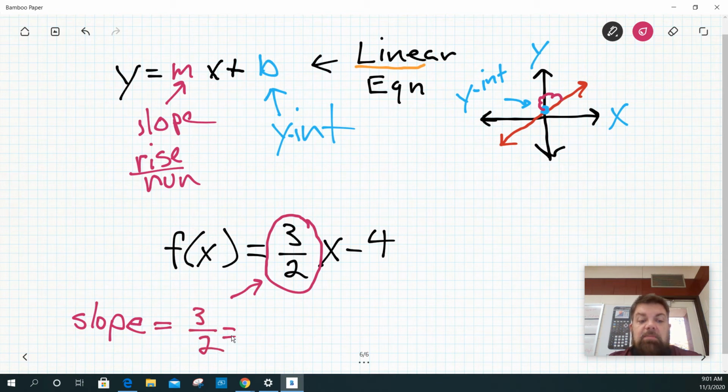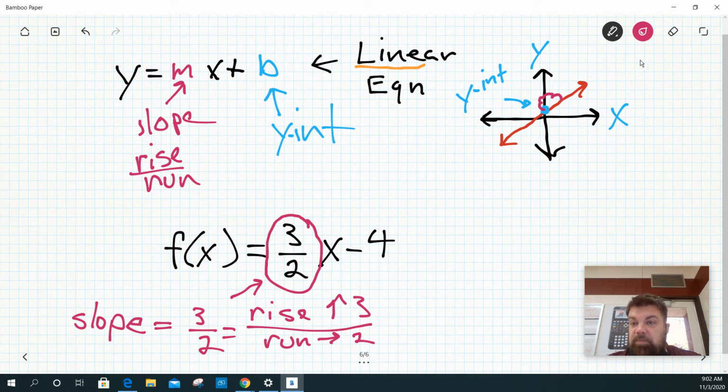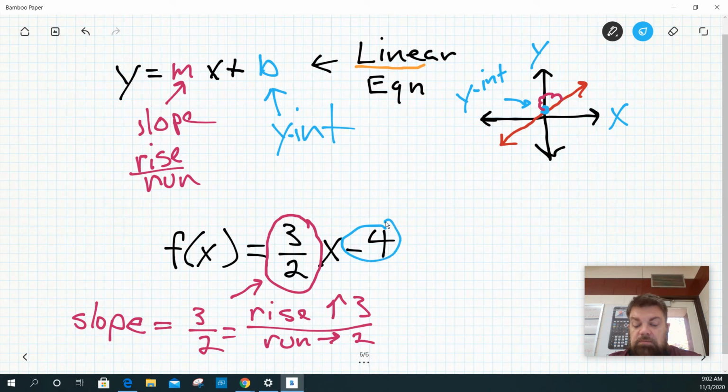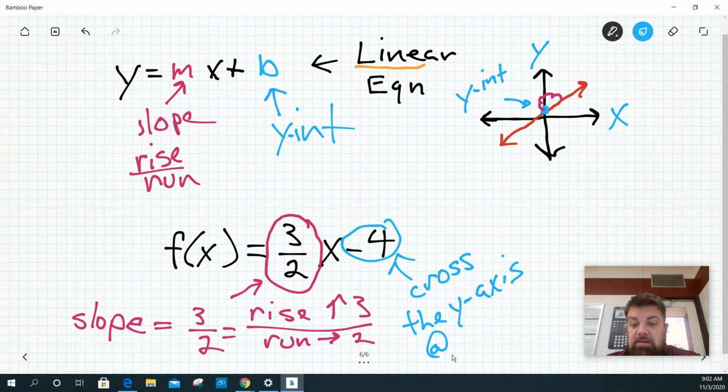And what does that mean? That means that my rise, I'm going to go up 3. And then my run, I'm going to go to the right 2. That's all that means. And then the negative 4, that means that I'm going to cross the y-axis at negative 4. All right.